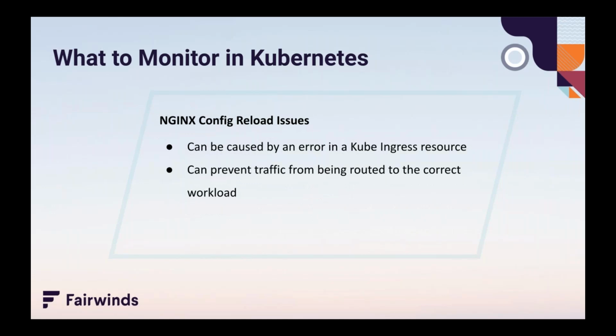Another problem we've seen in the wild crop up is issues with Nginx configuration reloading. If you have an error in one of your Kubernetes ingress resources or a misconfiguration in Nginx, that can prevent Nginx from reloading its configuration and prevent traffic from being routed to the correct workload. So this is definitely something you want to keep your eye on.